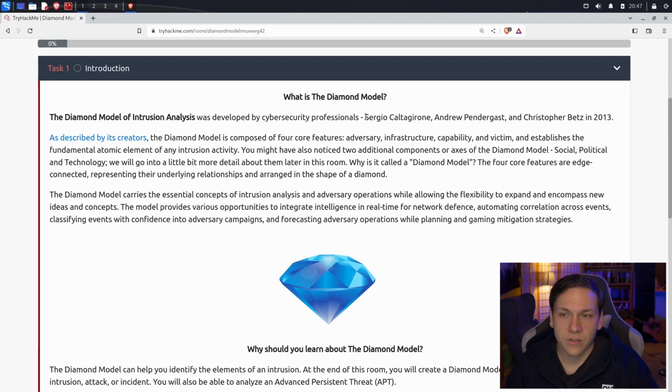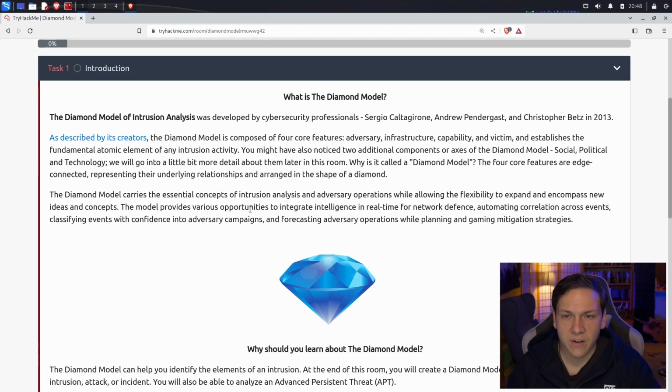You might have also noticed 2 additional components or axes of the Diamond Model: social-political, and technology. We'll go into a little bit more detail about them later in this room. Why is it called a Diamond Model? The 4 core features are edge connected, representing their underlying relationships, and arranged in the shape of a diamond. The Diamond Model carries the essential concepts of intrusion analysis and adversary operations, while allowing the flexibility to expand and encompass new ideas and concepts.